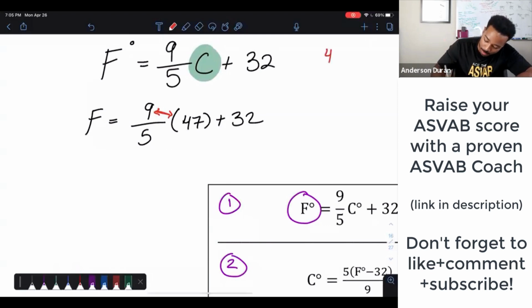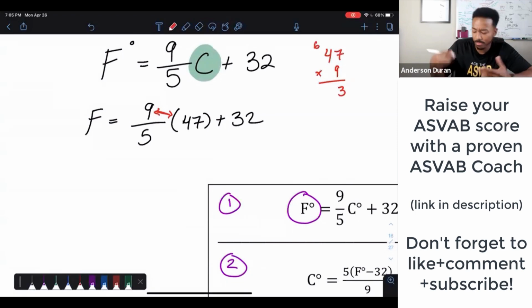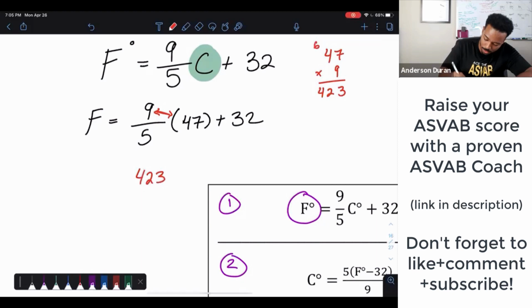Everybody, 47 times 9. Let's get that done. 9 times 7, that's going to give us 63. 4 times 9, that's going to give us 36. Bring the extra 6 down, that's 42. So right now, we have 423, divide by 5, still adding the 32. So again, that first step was multiplying the 9 with the 47. We got 423. Then what we're going to do is divide by that 5, correct?